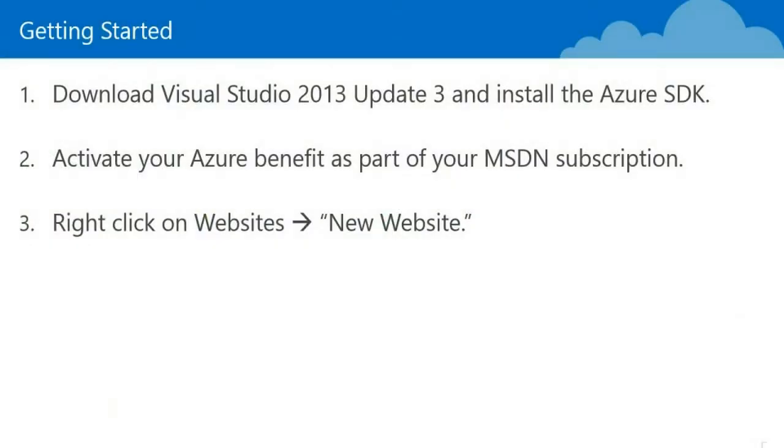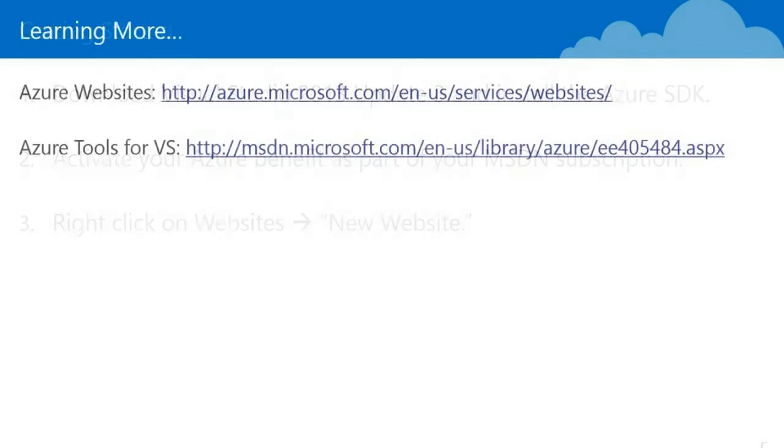So to get started, it's very, very simple. Just download Visual Studio. I'd recommend getting the latest version and install the Azure SDK. If you're an MSDN subscriber, I would encourage you to activate your Azure benefit. You'll get up to $150 a month in free Azure credits. And then, as you saw, creating a new website is as simple as clicking the button that says New Website and then right-clicking and publishing your site.